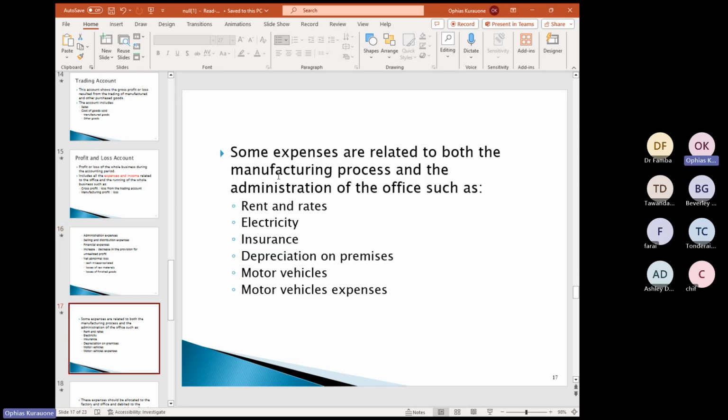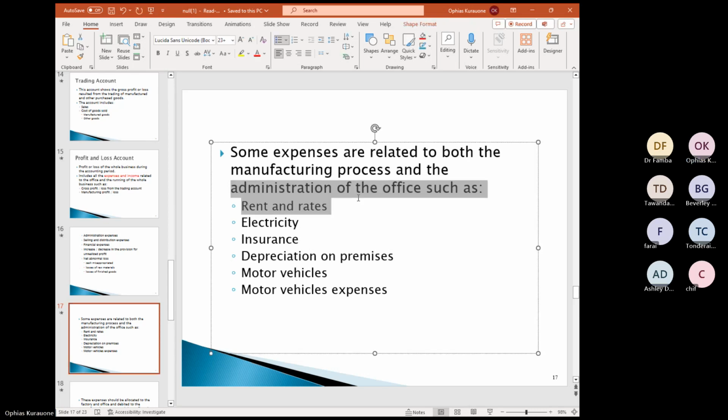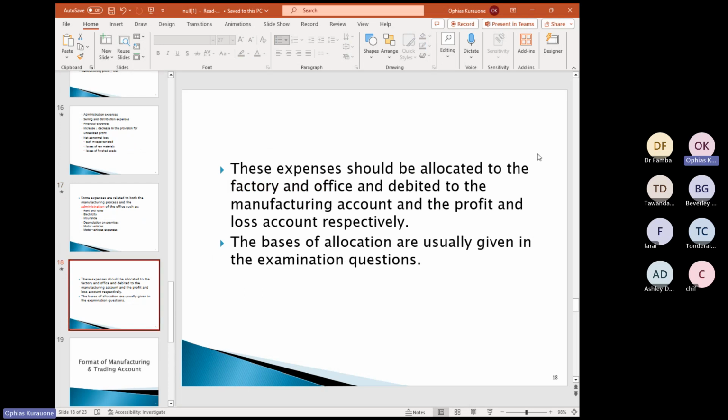Some expenses are related to both the manufacturing process and the administration of the office, such as rent and rates, electricity, insurance, depreciation on premises, motor vehicles and motor vehicle expenses. Such expenses, like rent and rates, are classified under administration of the office, so we need to understand those critical words. These expenses are allocated between the factory and offices and debited to the manufacturing account and the profit and loss account respectively. The basis of allocation is usually given in an exam as a percentage.